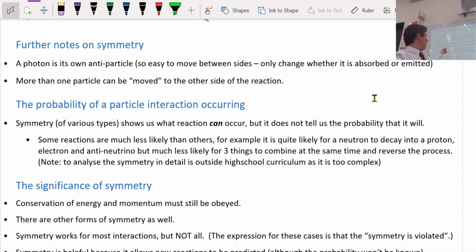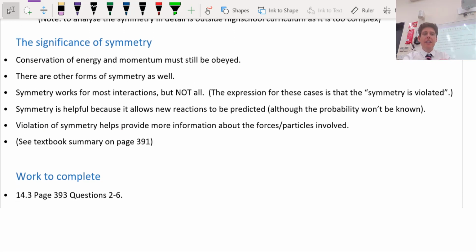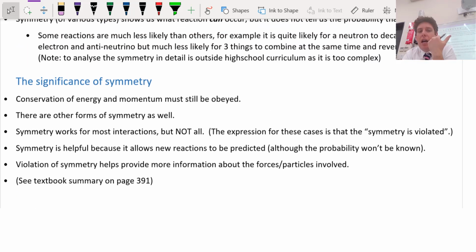Like I said before, the symmetry shows us a reaction can occur, but the probability doesn't mean it necessarily will occur very much. The last thing, when we're thinking about this, conservation of energy and momentum must be obeyed. Also, baryon number and lepton number must be obeyed. There are other forms of symmetry as well. We're just looking at those three in this course.